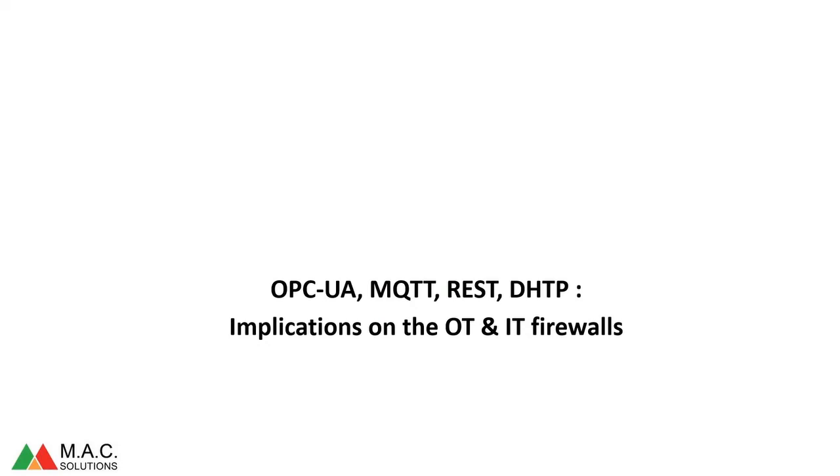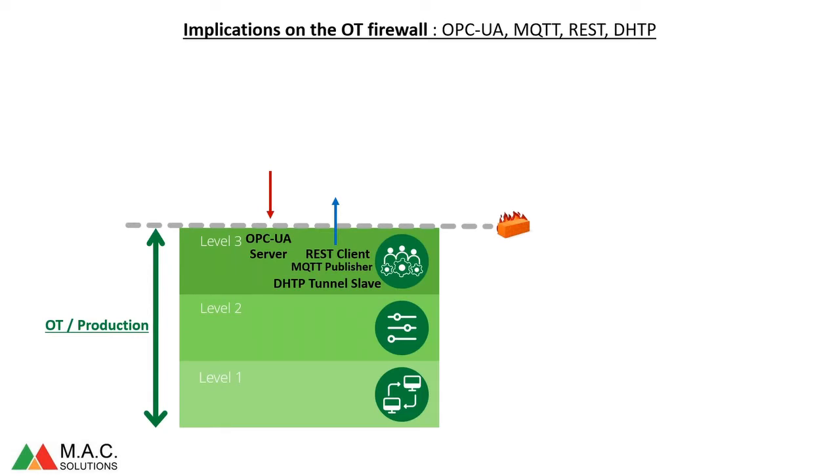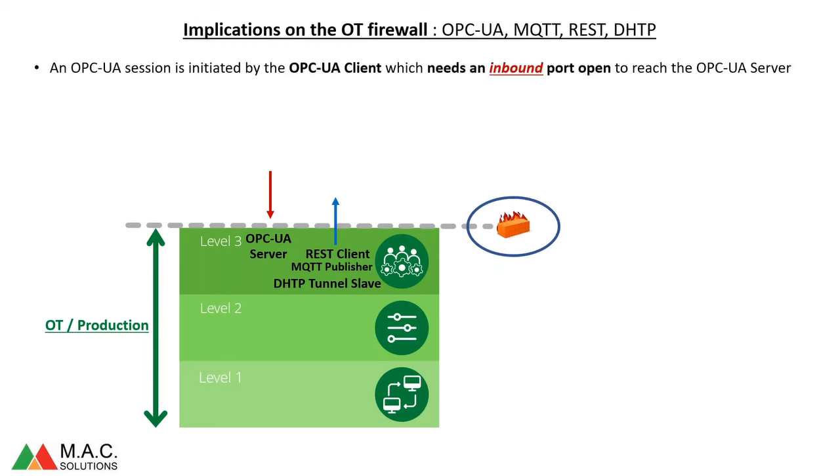So having looked at the protocols, what are the implications of using those protocols on the topology we looked at earlier, which involves the firewalls? So if you're looking from the perspective of the firewall on the OT side, an OPC UA session, the client is connecting inbound to the server. Now the server would reside on the OT side, on level 3 as in this diagram here.